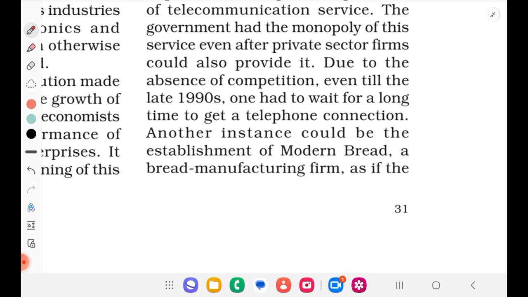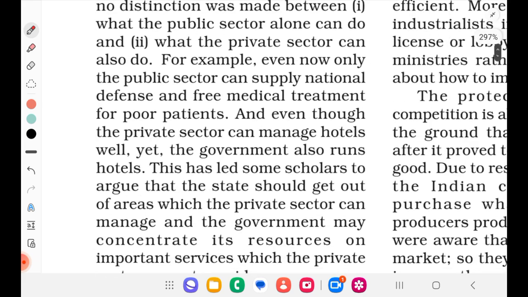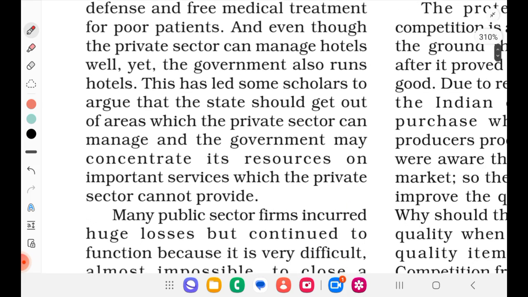the establishment of Modern Bread, a bread manufacturing firm, as if the private sector could not manufacture bread. In 2001, this firm was sold to the private sector. The point is that no distinction was made between what the public sector alone can do and what the private sector can also do. For example, even now only the public sector can supply national defense and free medical treatment for poor patients. And even though the private sector can manage hotels well, yet the government also runs hotels.